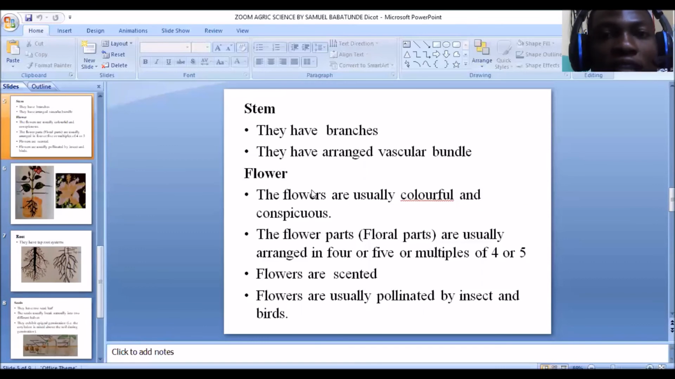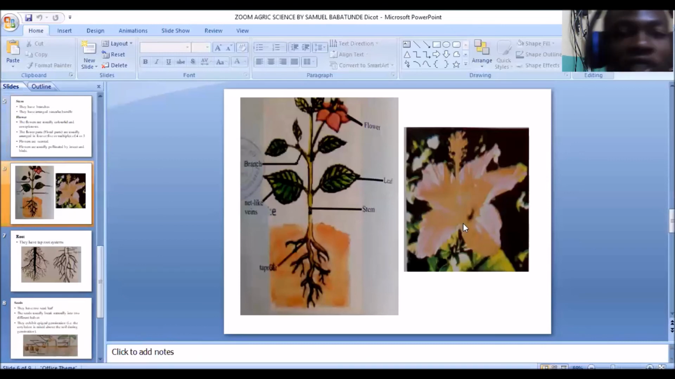Now, the flowers of a dicot plant, look at the example flower of a dicot plant. We see these flowers are beautiful, colorful and conspicuous, and these flowers have scent, unlike the monocot plants. And these flowers are arranged in 4 or 5, and multiples of 4 and 5. These flowers are pollinated by birds and insects. The main reason is because of the beauty of this flower, the color of this flower and the scent of this flower.